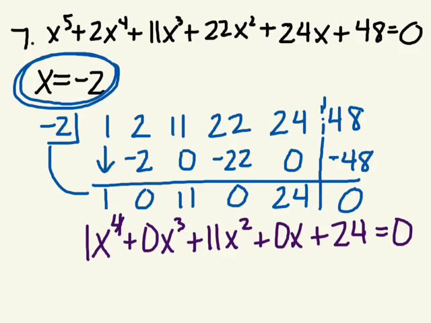From here, we can't do synthetic division again since we don't have any other roots from our graph to look at. If we had an x squared, we could do the quadratic formula. Since we don't have an x squared, we want to see if we can factor. So we have x to the 4th, x squared, and 24 here. I'm going to do this on the next page.